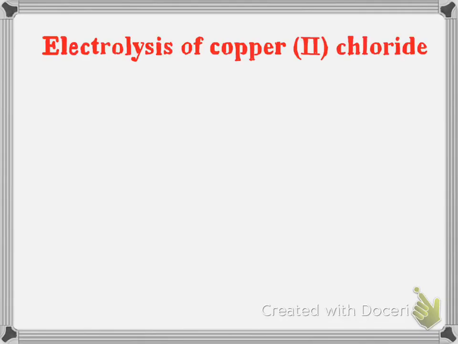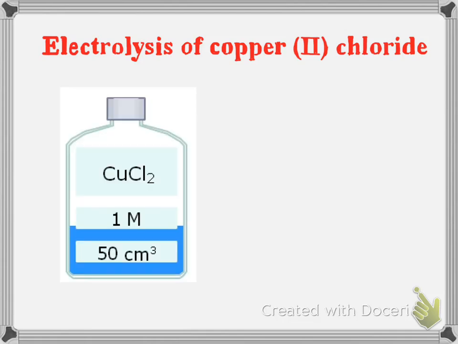This video will deal with the electrolysis of copper(II) chloride. Let's start by considering what copper(II) chloride is. It's the electrolyte that we're going to be using, and as the formula suggests, it is an electrolyte. It's a solution of an ionic compound that contains Cu2+ ions.